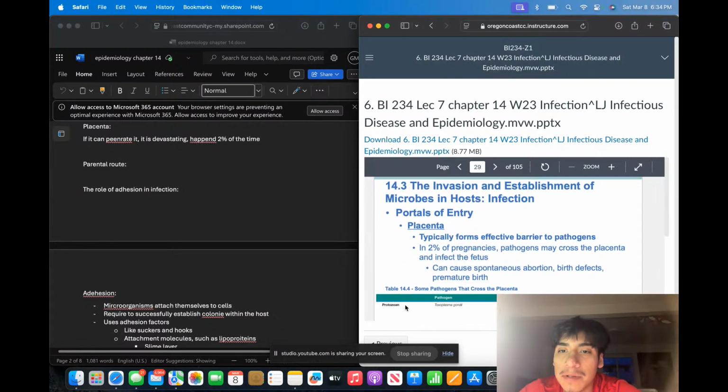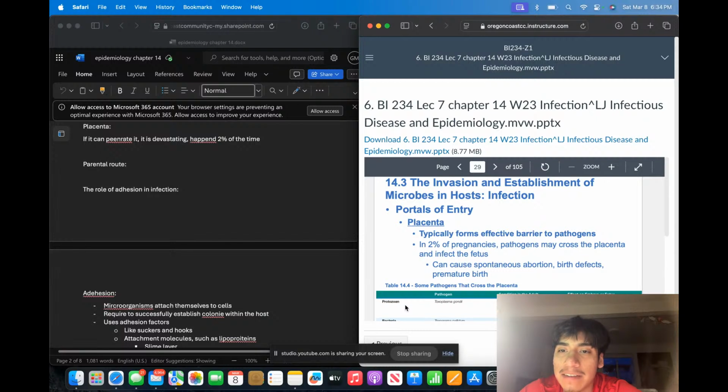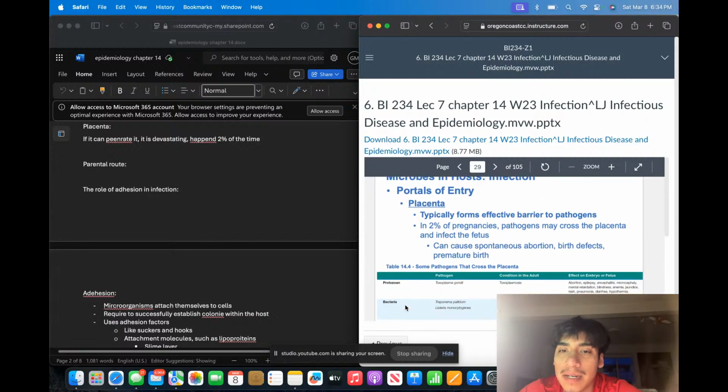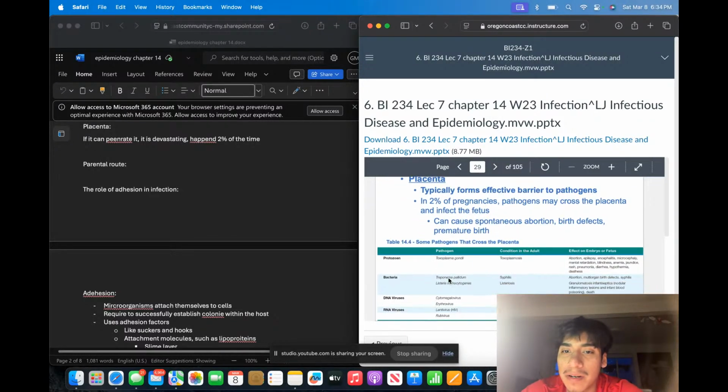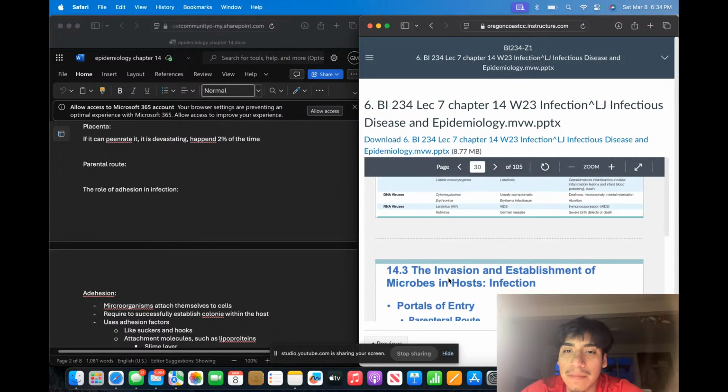The placenta typically forms an effective barrier to pathogens, but in 2% of pregnancies, pathogens cross the placenta and infect the fetus. It can cause spontaneous abortion, birth defects, and premature birth. So that's pretty sad.